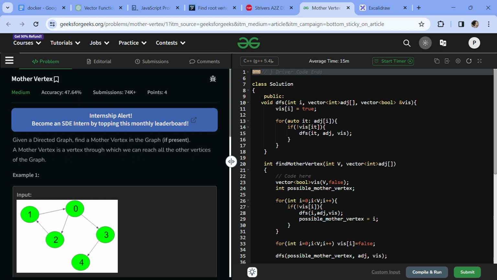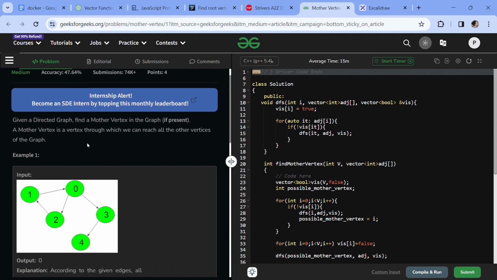In this video I'm going to explain the mother vertex. The problem statement is: we are given a directed graph, and we have to find the root of this graph, or we can say the mother vertex of this graph, if present. A mother vertex is a vertex through which we can reach all the vertices of the graph.